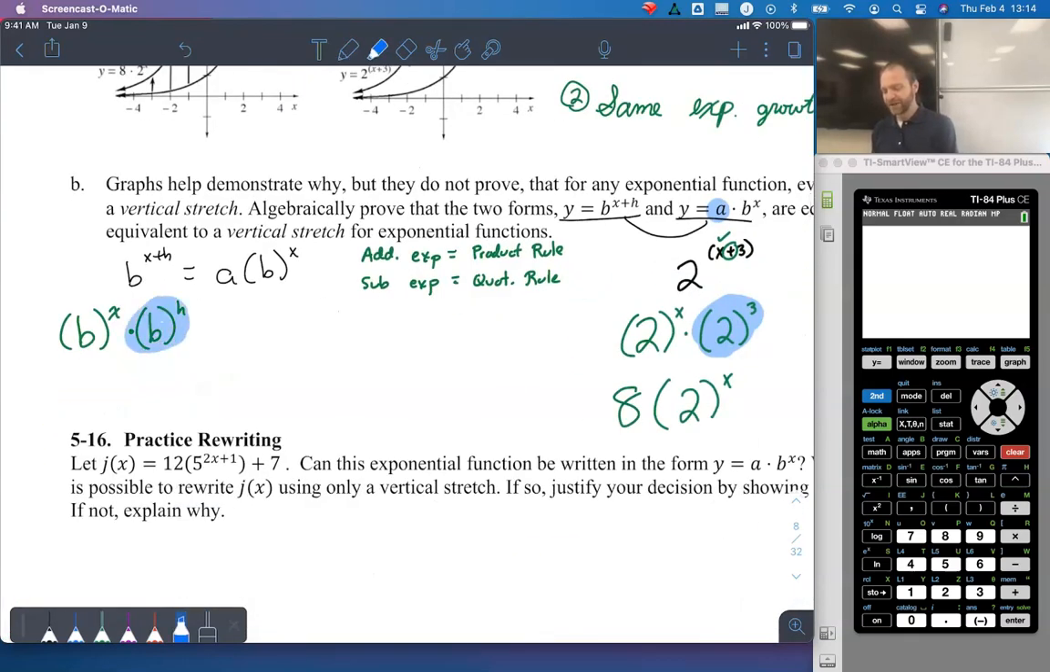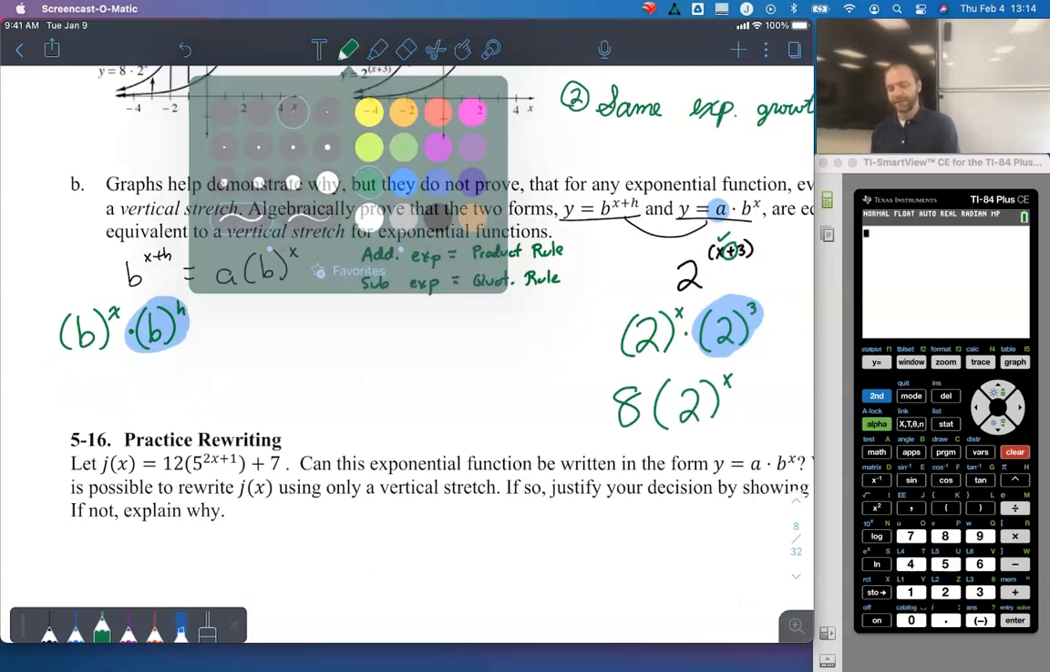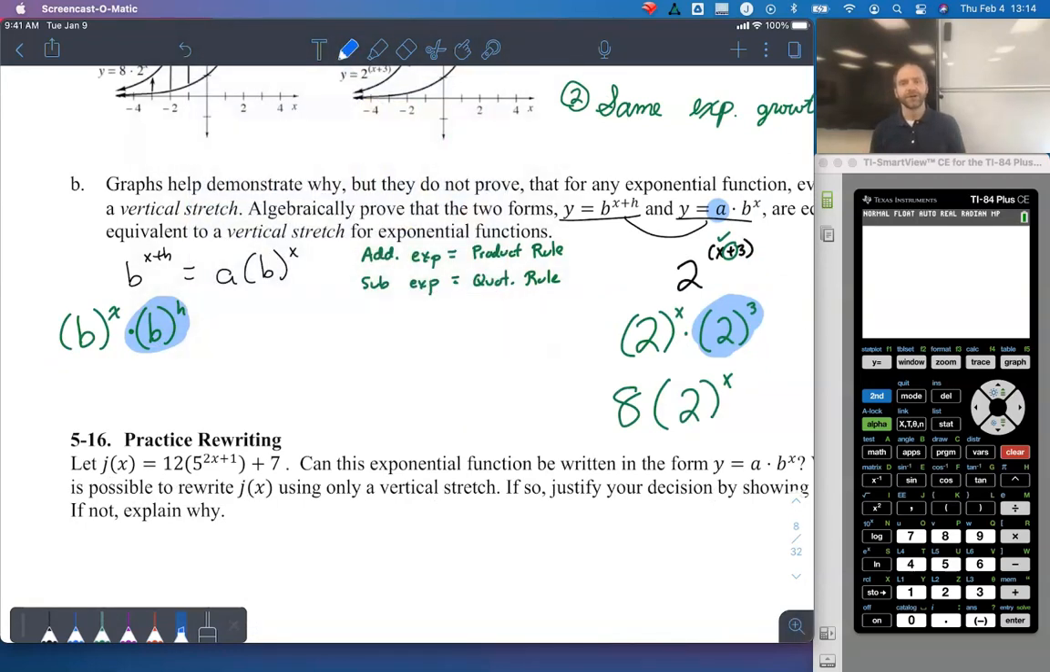This b to the h is going to become a number. It's going to be a value. You're going to have 2 or 3 or 4 or 5 as a base, whatever number is a base, raised to a power that you will know. You'll know what h is. It's going to be plus 2, minus 7, minus 3, plus 4, who knows? But this right here is going to become a coefficient. And then I still have left that b to the x power.